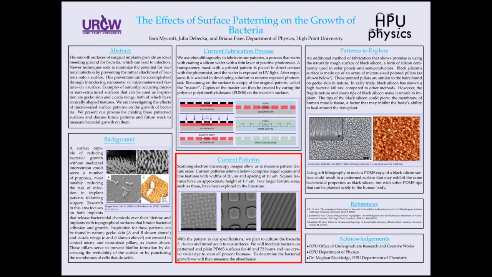Future work with this research will involve culturing Staphylococcus aureus bacteria and planting it on surfaces to observe any effects on bacterial growth. Another method we hope to explore is using the naturally rough surface of black silicon to create patterns resembling the gecko skin and cicada wings mentioned earlier.